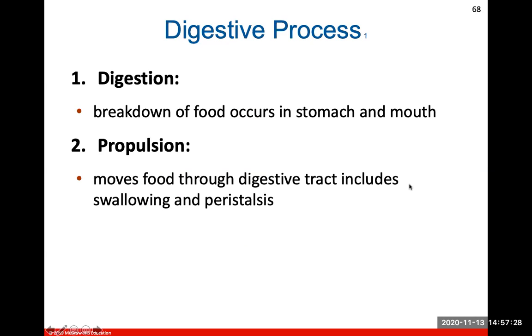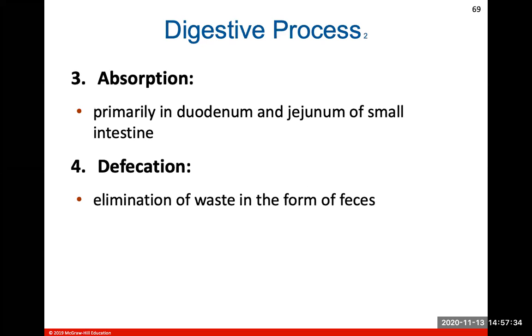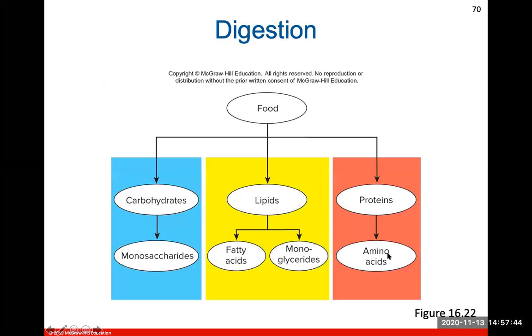The digestive process starts with digestion, continues on with propulsion, which is the moving of food. Absorption is mainly in your duodenum and jejunum, and then defecation is the medically correct terminology for elimination of waste in the form of feces.